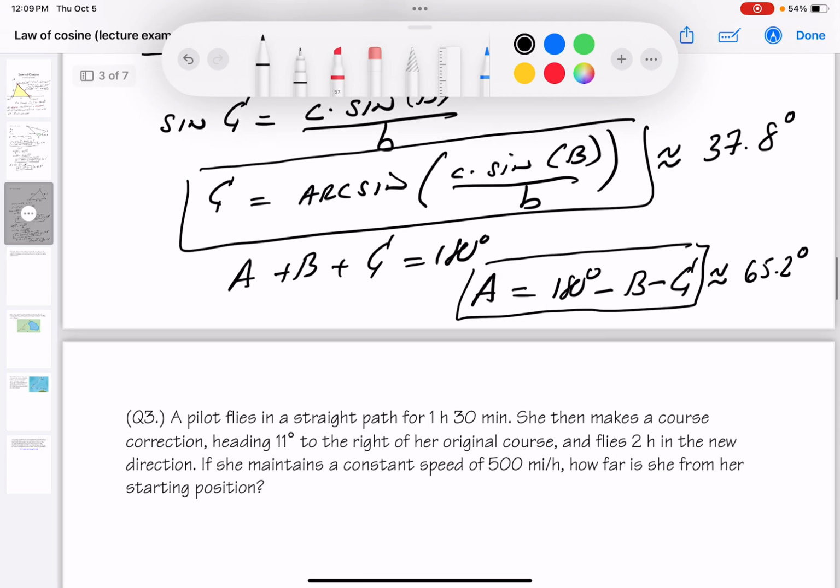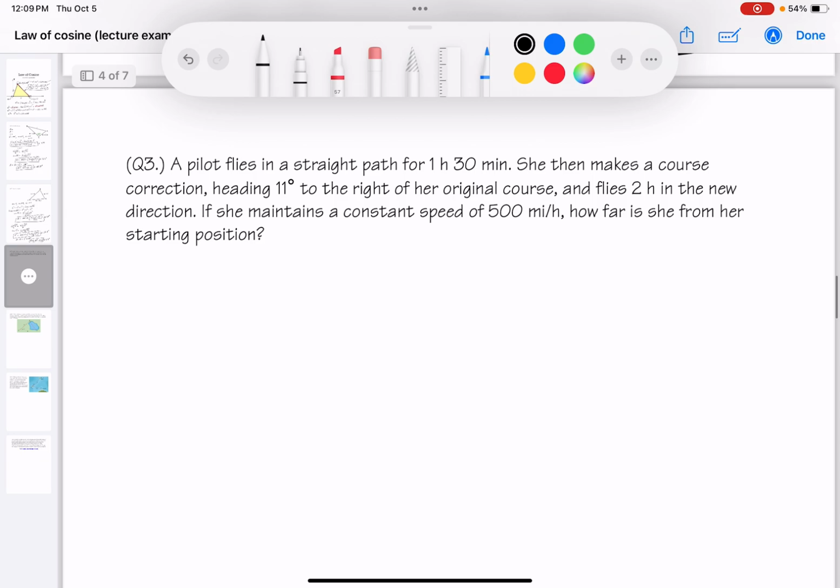All right, let's go to the next one. Next one's a word problem. The problem with word problems is reading them and trying to understand what you've read. And certainly reading through it. Pilot flies in a straight line for 1 hour and 30 minutes. She then makes a course correction heading 11 degrees to the right of her original course and flies 2 hours in a new direction.